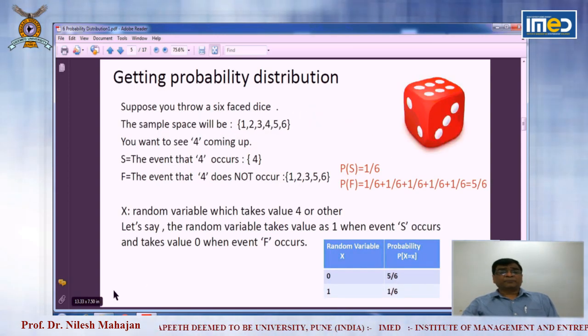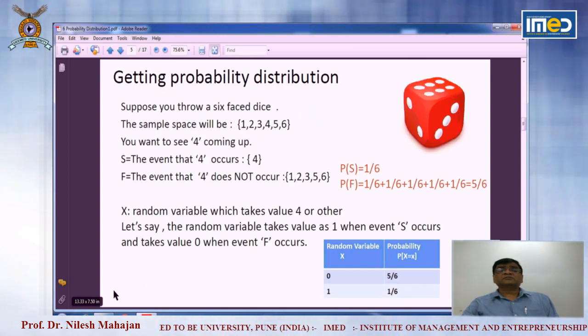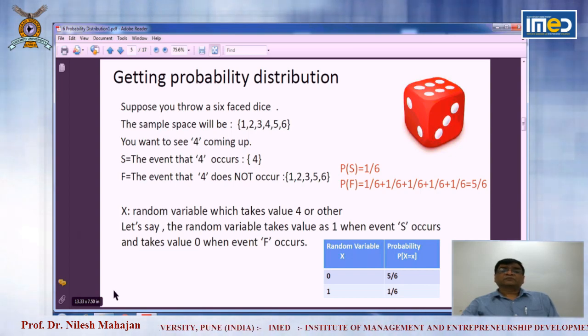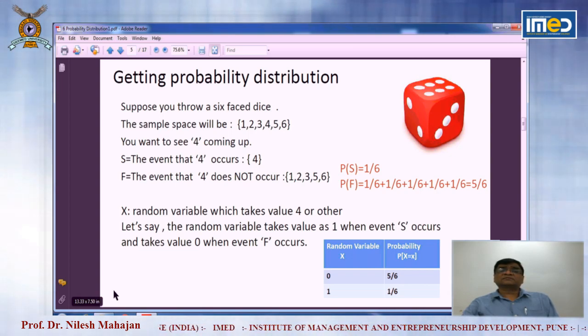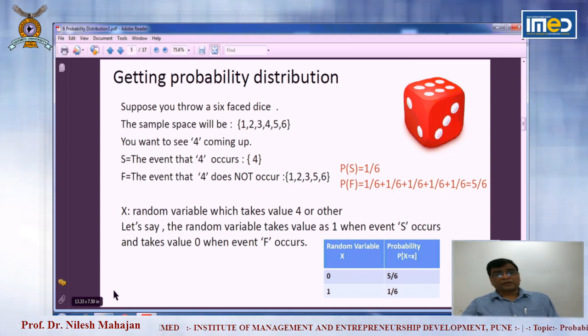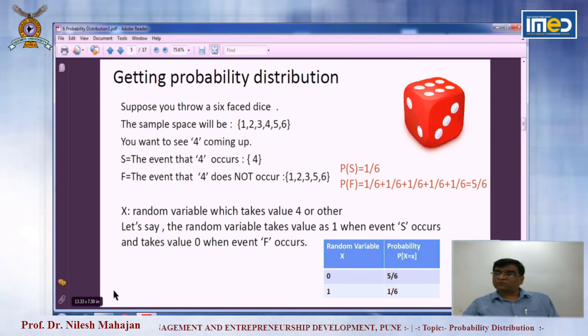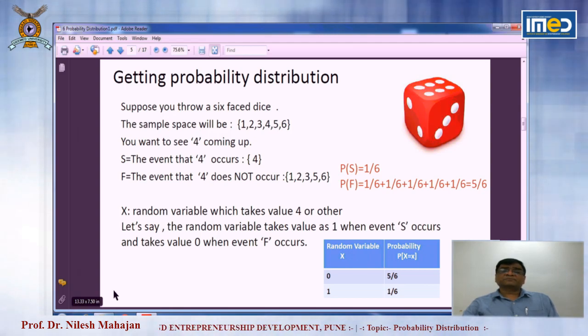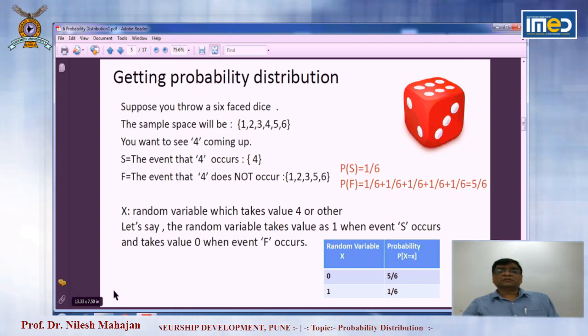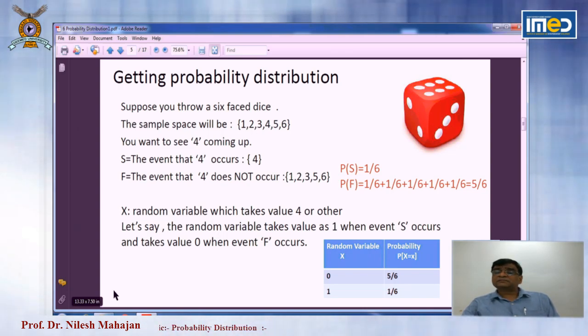Now, the third main point is getting the probability distribution. How to get it? Suppose you throw a 6-face dice. All of you know that a dice has 6 faces: 1, 2, 3, 4, 5, 6. So the sample space will be 1, 2, 3, 4, 5, 6. And you want to see 4 coming up. My object is to see 4 coming up.